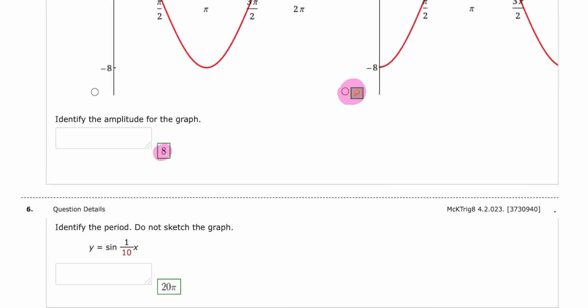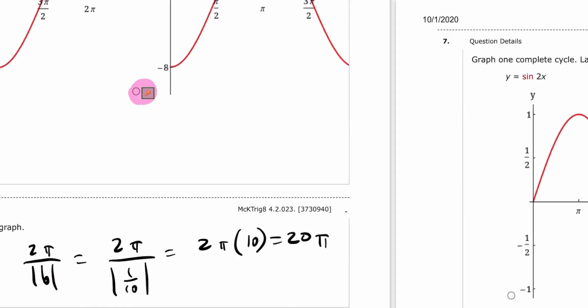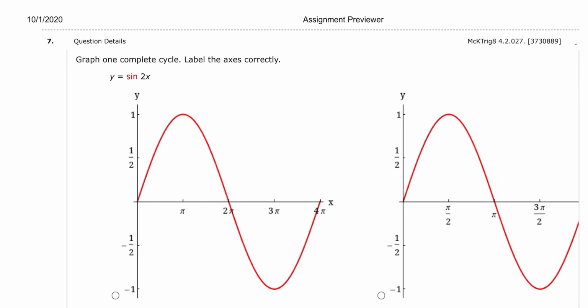The period, they want us to find the period, is defined as 2 pi over absolute value of b, which is 2 pi over the absolute value of 1/10, which is 2 pi times 10, which is 20 pi. All right, we got to graph one complete cycle. So what we do is we take the argument and we put it in between 0 and 2 pi and solve for x. We can divide by 2.